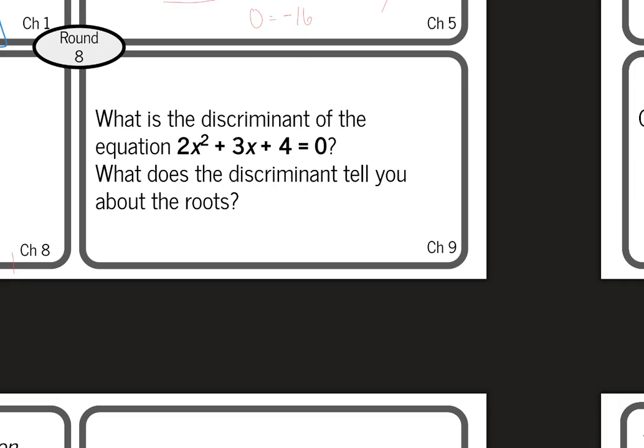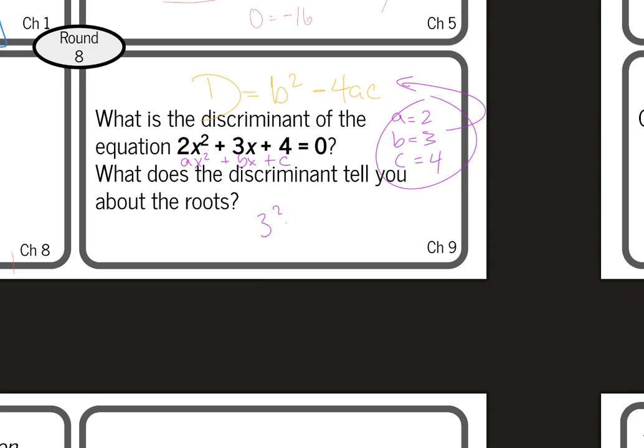What is the discriminant of the equation? The discriminant is specifically here. I'm going to write D for discriminant. D for discriminant is b squared minus 4ac. And in fact, what the heck is that? Well, this is in the form ax squared plus bx plus c, which means that a is 2, b is 3, c is 4. And so I'm just going to take this and plug it in here.